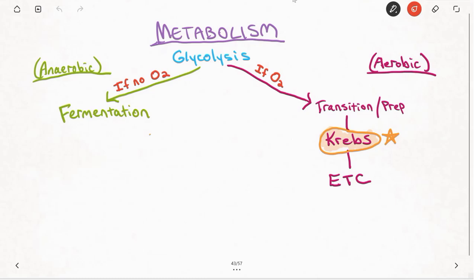Now, in metabolism, we have glycolysis no matter what. But if there is no oxygen present, then it goes over to anaerobic metabolism. But in the presence of oxygen, it comes over here to the right, and we do the steps for aerobic metabolism, also called cellular respiration. And those steps are, after glycolysis, the transition step, the Krebs cycle, and the electron transport chain. So we are on the Krebs cycle right now.